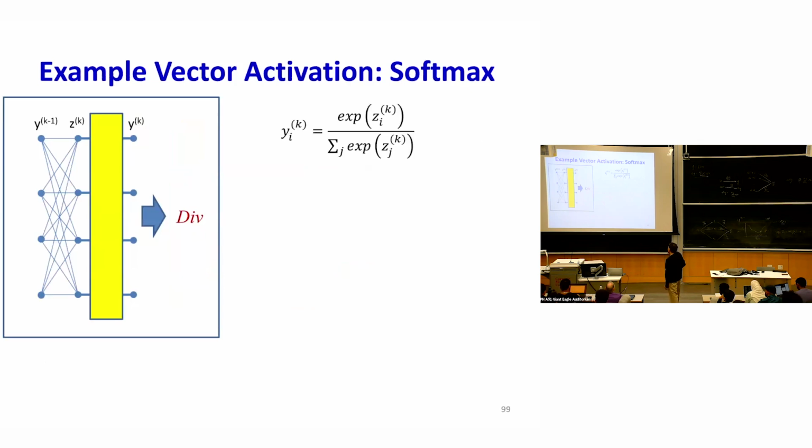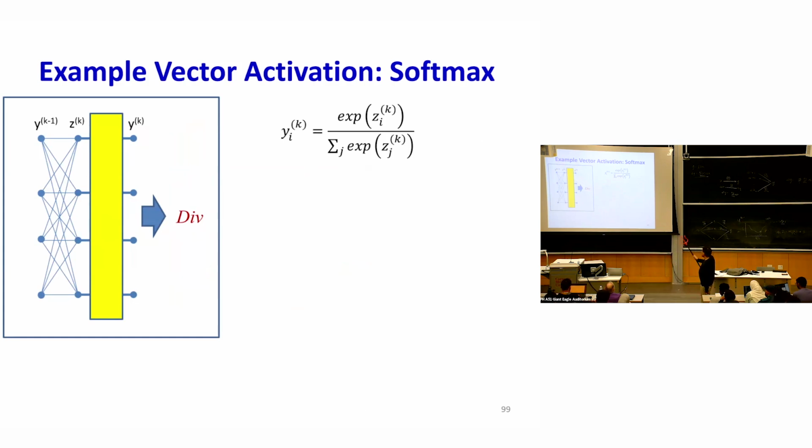Now, let's take a look specifically at the case of the softmax. Here's the equation for the softmax. For any particular yi, it's going to be the exponent of the corresponding zi. You exponentiate the zi, and then you normalize the whole thing to sum to 1, right?